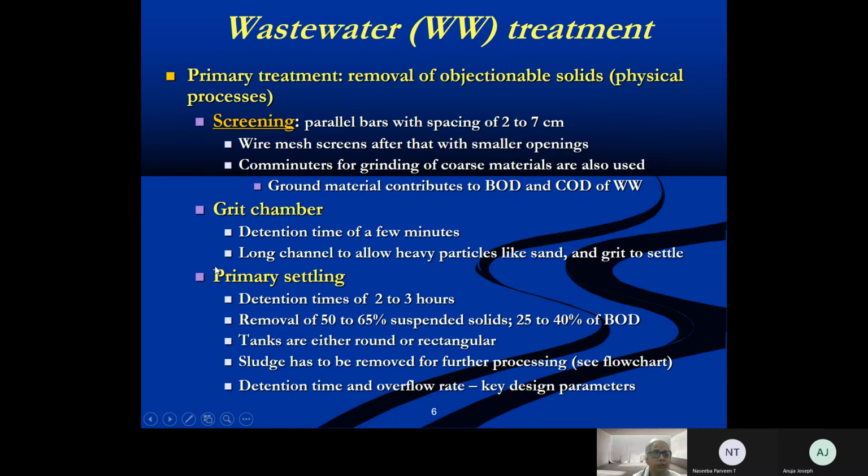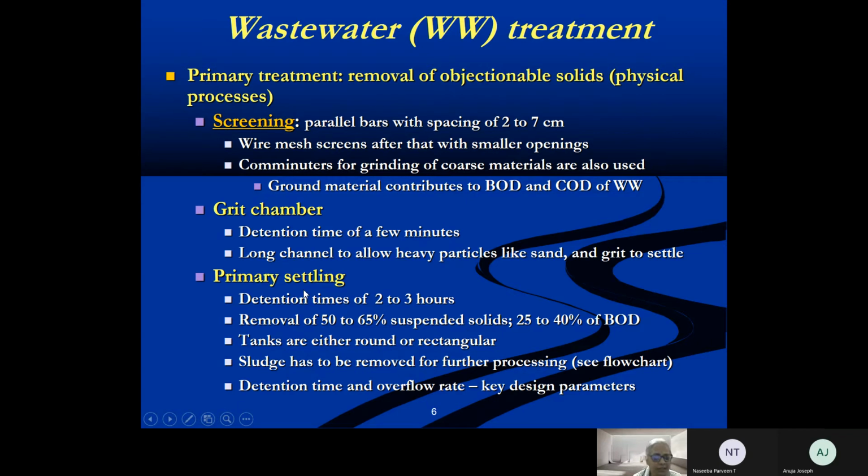Then we come to the grit chamber. I already said if you have sand and gravel and pebbles and stuff like that in your wastewater, then you provide a long channel, and this long channel will allow the discrete particles like sand and grit to settle. These are heavy, they will settle on their own, and only a few minutes of detention time is required.